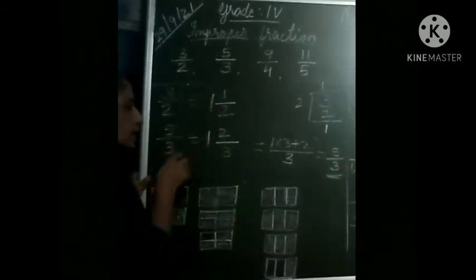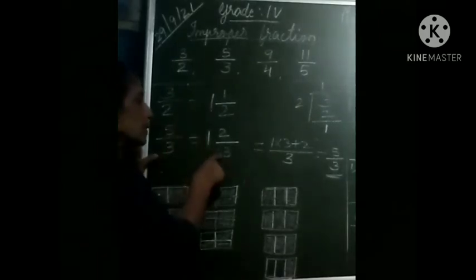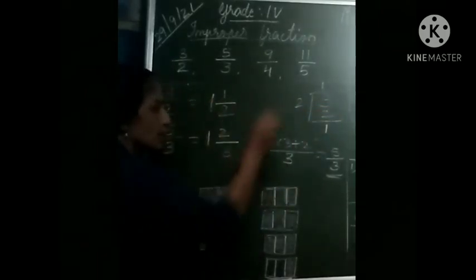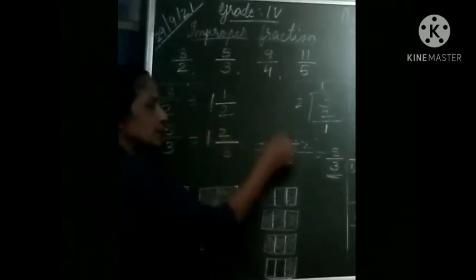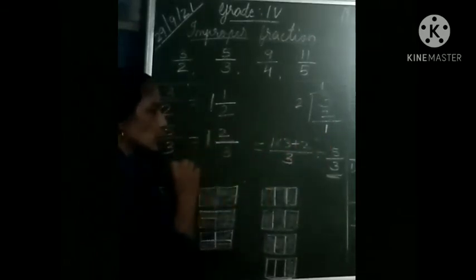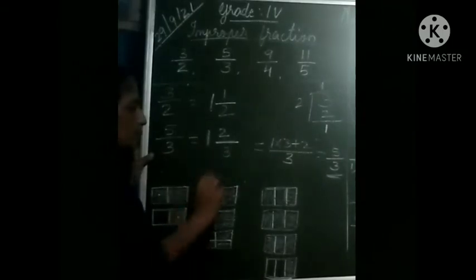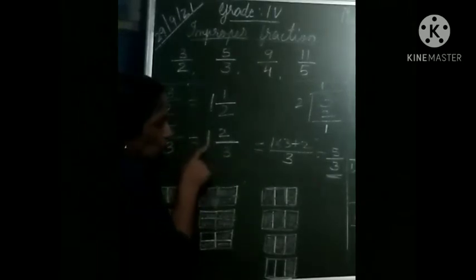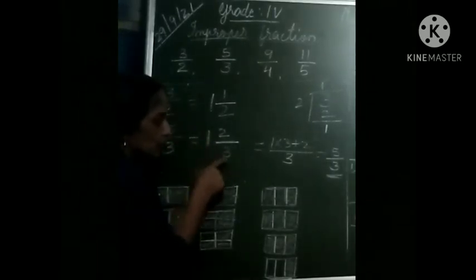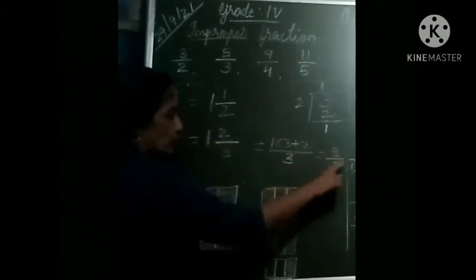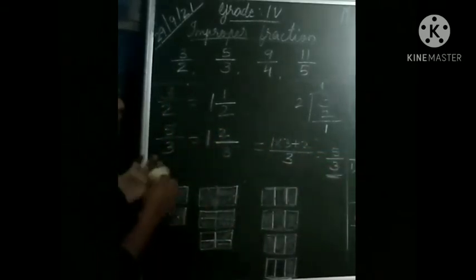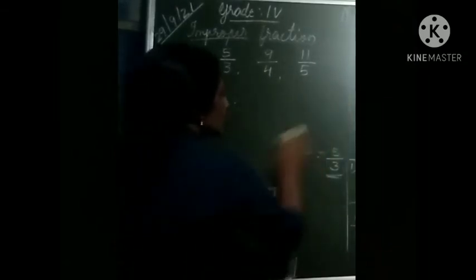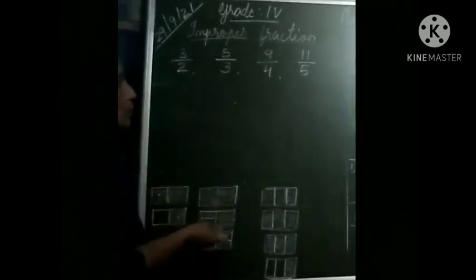Then we can convert improper into mixed by division. The quotient we write as the whole part and the remainder we write as the numerator, and the denominator the same. Same way we can convert this mixed fraction into improper. How? 1 and 3 multiply, 1 into 3, 3 plus 2, 5. 5 by 3. Understood? Therefore, improper and mixed have a relation. We can convert mixed into improper and improper into mixed.